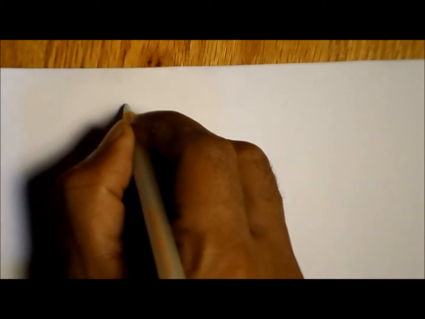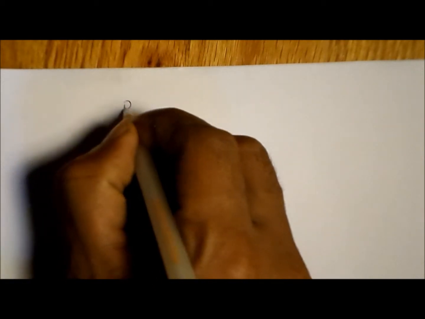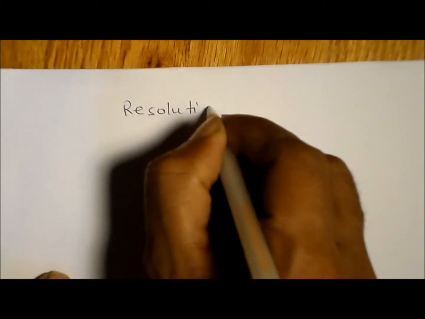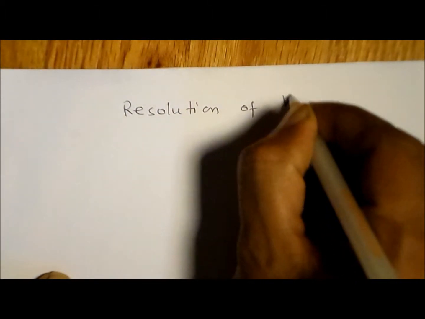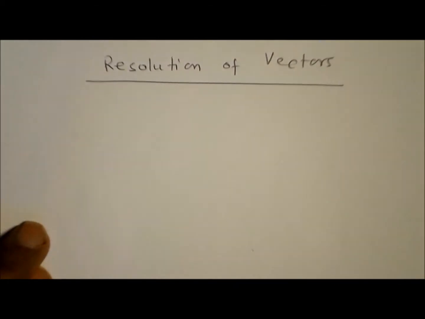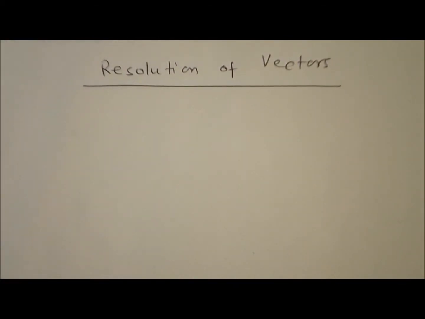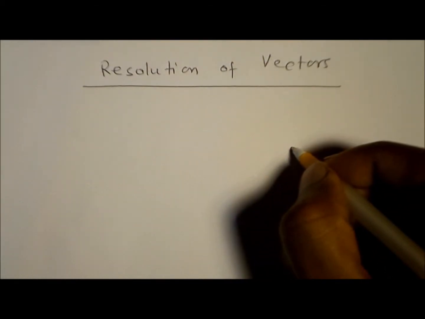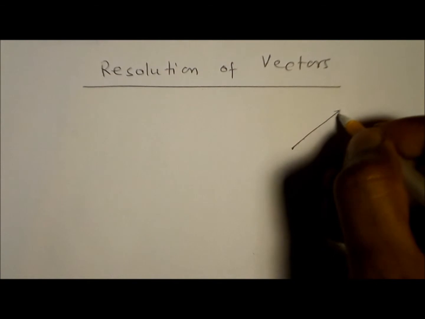So we will now study an important practical trick that is useful in adding two or more vectors. We call it resolution of vectors. We have already seen that we can add two vectors and find a resultant vector. It's also possible to express a given vector.